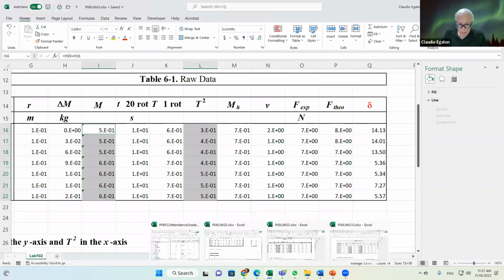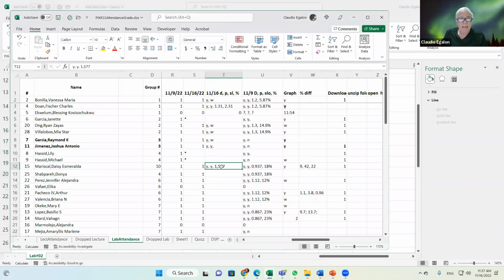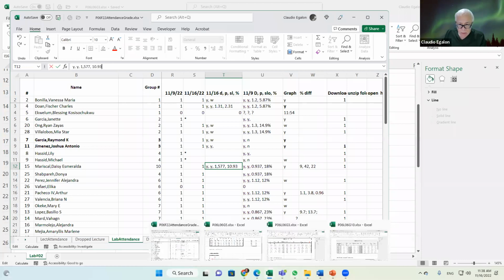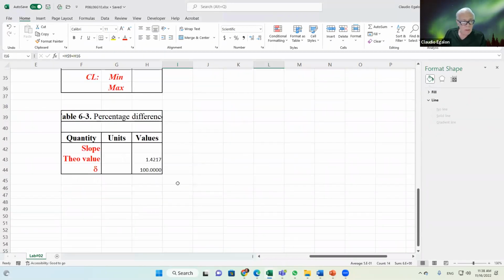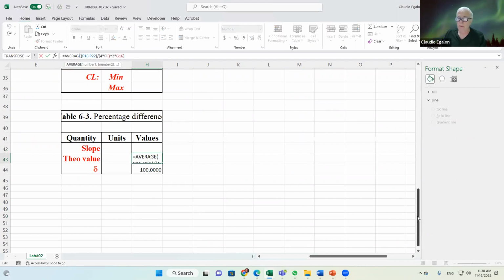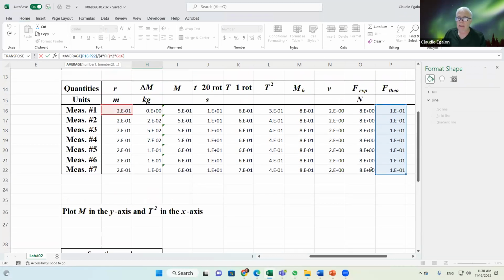So let's see. Attendance. Good. The next one, what's the percentage difference you're getting, Daisy? 11%, okay. 1.577. Let me put that there too. Yeah, the theoretical value predicts 1.42, right? 1.5771. Yeah, 10%, almost 11%. Good. Okay, remember, this is the calculated theoretical value, right? And how did I calculate the theoretical value? I took the average values of the theoretical force. Theoretical force is mv squared over r.